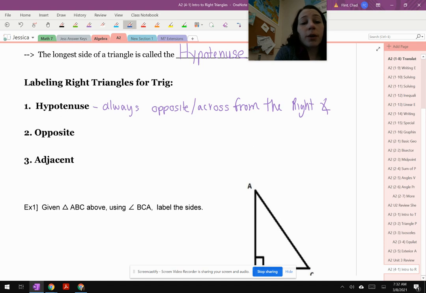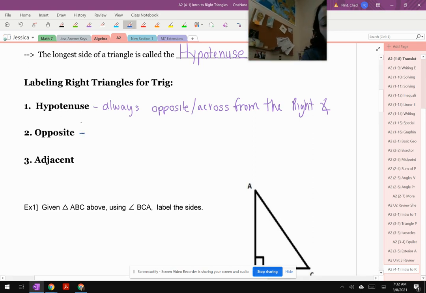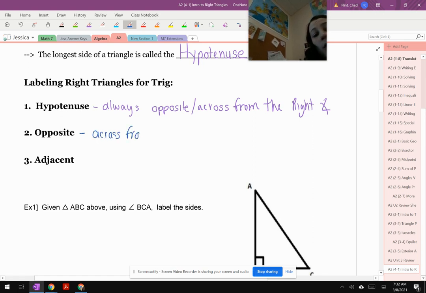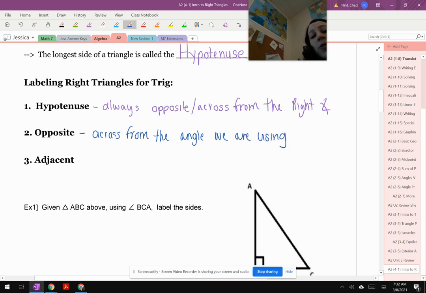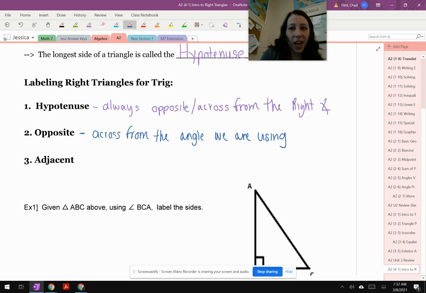Then, when we're talking about the opposite side, this is going to be the side that is across from the angle we are using. And again, these two pieces are going to change. The hypotenuse is never going to change, but the opposite and the adjacent sides are going to change based on what angle in the triangle you're using. So again, the opposite is across from the angle we are using, which is not ever going to be the right angle.